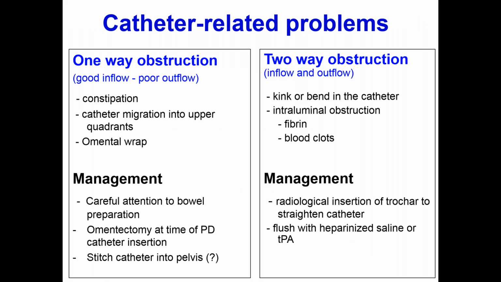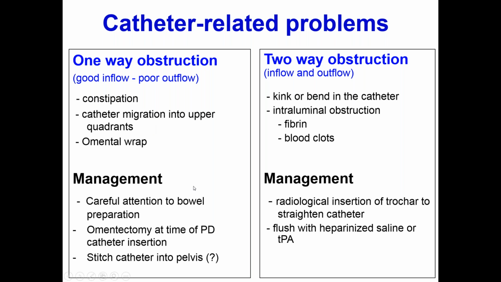These can be associated with a one-way obstruction. That means you have a good inflow of fluid but a poor outflow. Or you could have a two-way obstruction where both inflow and outflow are a problem. So looking at one-way obstruction with the inflow, this could be because of constipation, which is by far the commonest reason. It may be because of catheter migration into the upper quadrants of the abdomen. And again, this itself could be because of constipation. And thirdly, it could be because of an omentum wrap, where the omentum has bunched up tightly against the end of the catheter, just like the picture I showed you.